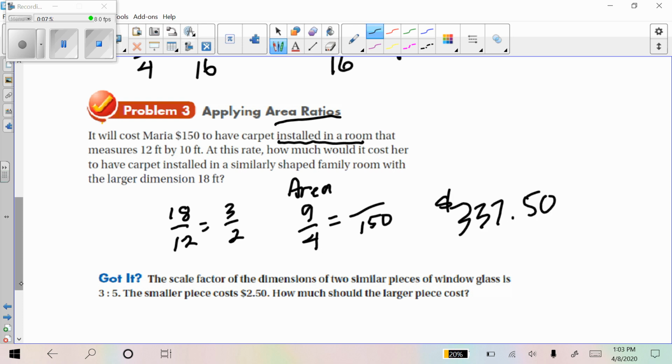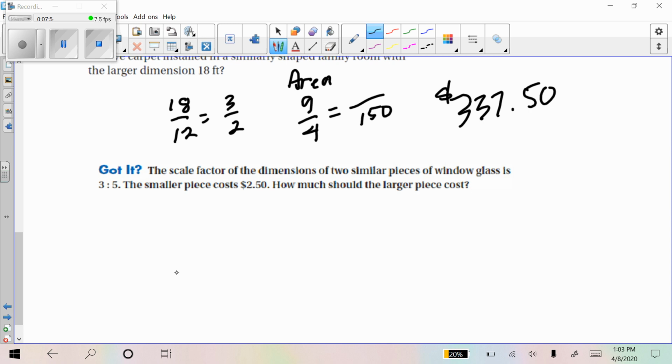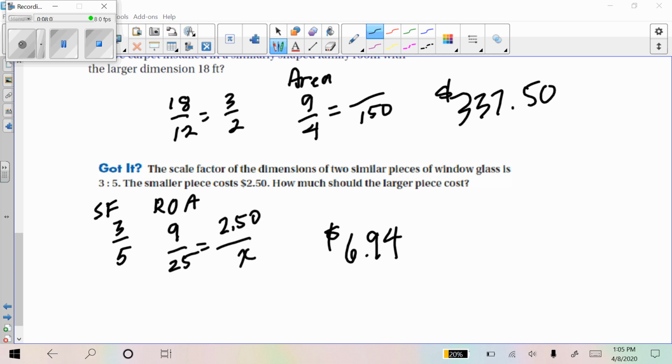All right, see if you can figure that out. Figure out the cost of the glass using the scale factor. Now glass you would buy by the area. Using the ratio of area to figure out the cost of the larger piece, rounded to the nearest cent, you would get $6.94.